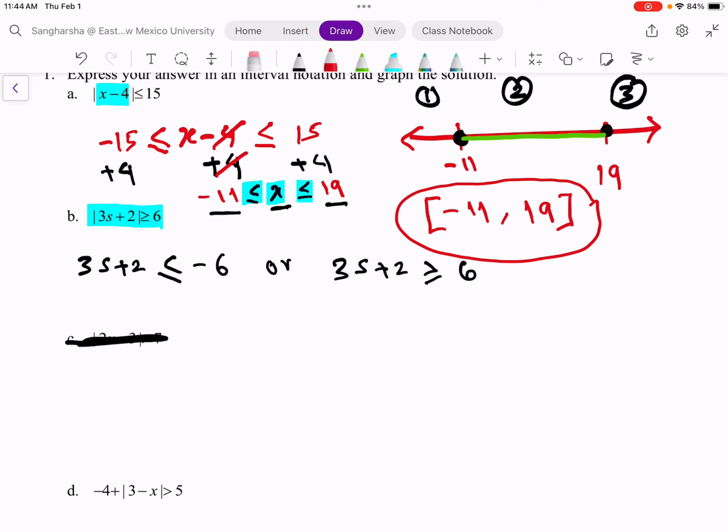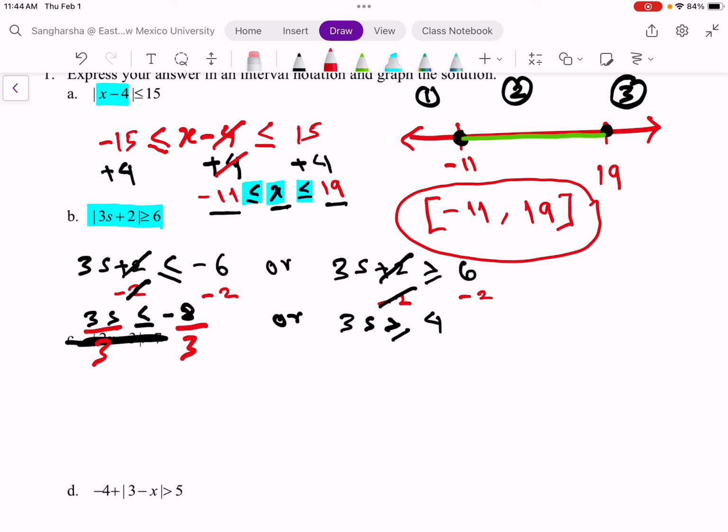So let's solve. Our variable is s, so we need to make s by itself. So we subtract 2 on both sides for the first one. It's the same thing for the second one. So after this we have 3s, positive 2, negative 2 cancel, less than or equal to negative 8, or, so these two cancel, 3s greater than or equal to 6 minus 2, that is 4. We need to get rid of 3, so we divide by 3. Make sure you are dividing both sides. For the next inequality, we do the same thing, dividing by 3.